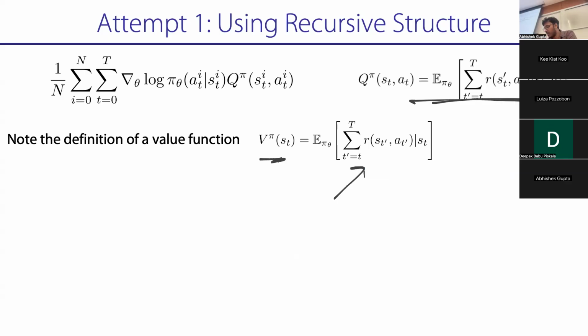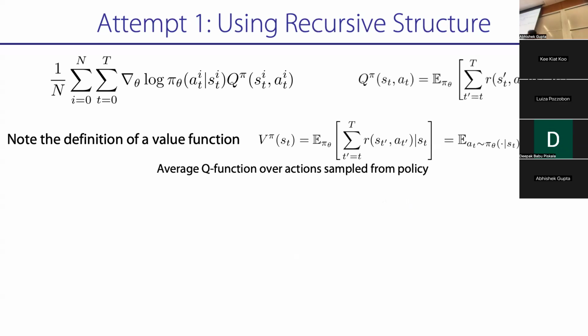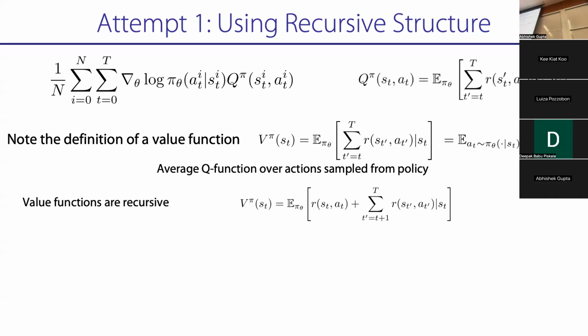So you can say that V pi of S_t is the expectation of A sampled from pi of Q pi of S_t, A_t. Right? So in general, remember that V is expected Q. Right? And so the nice thing here is that you can directly connect V and Q. So we're going to first start by noticing some recursive structure in the value function, right?